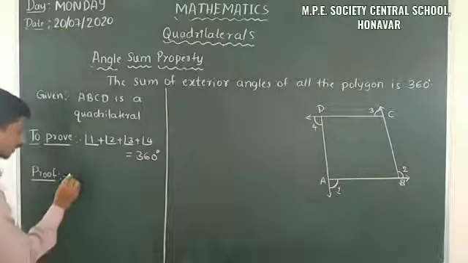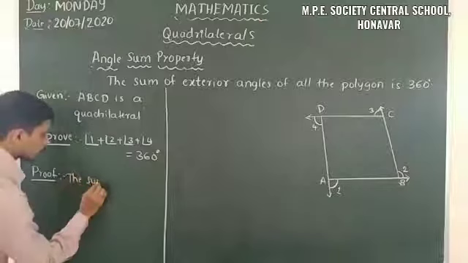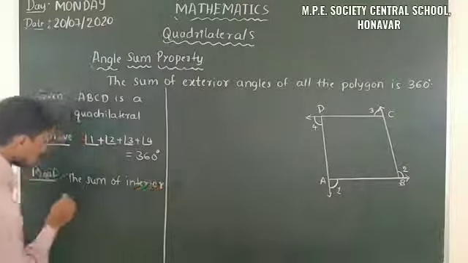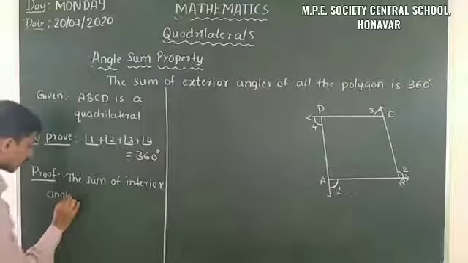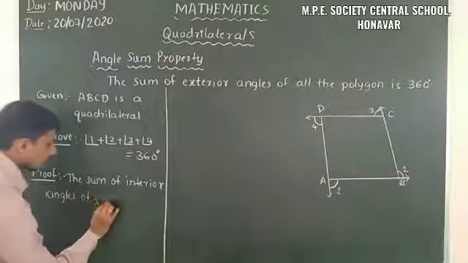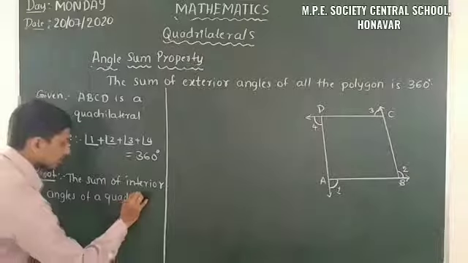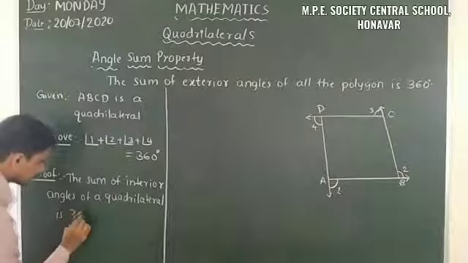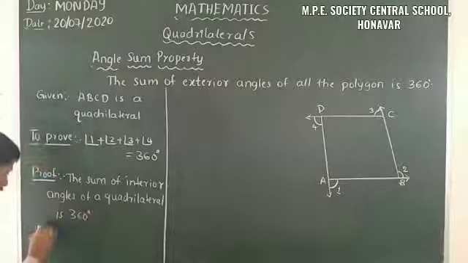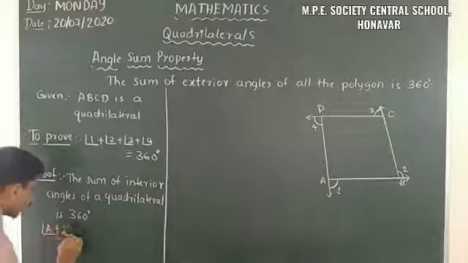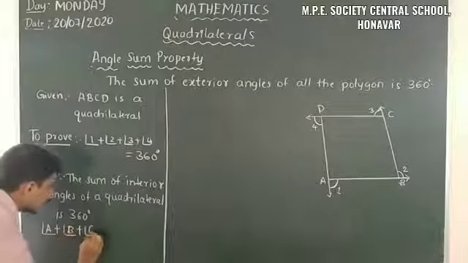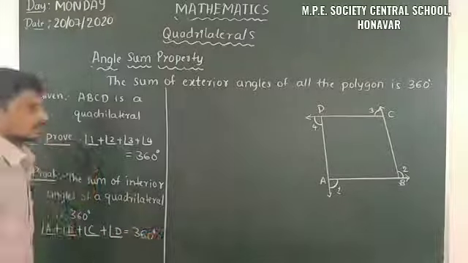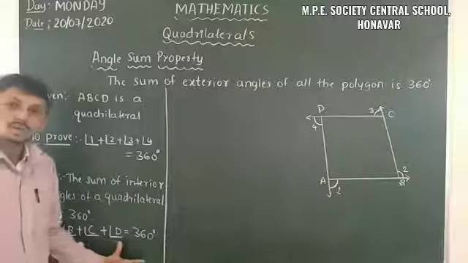So that means the sum of interior angles of a quadrilateral is 360 degrees. So that means angle A plus angle B plus angle C plus angle D is equal to 360 degrees. Yes. So this is our known thing.